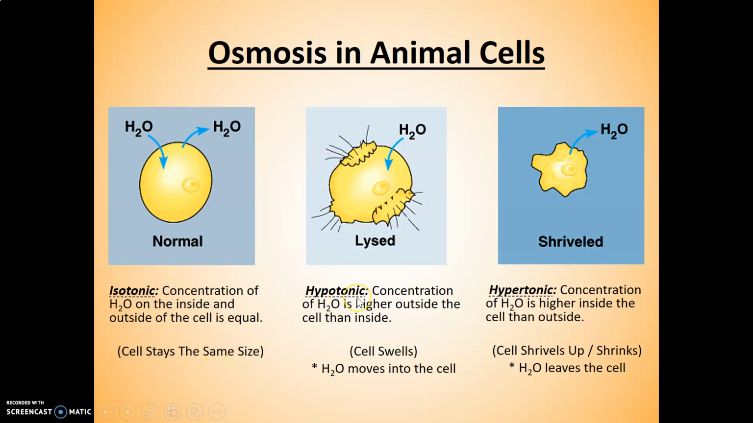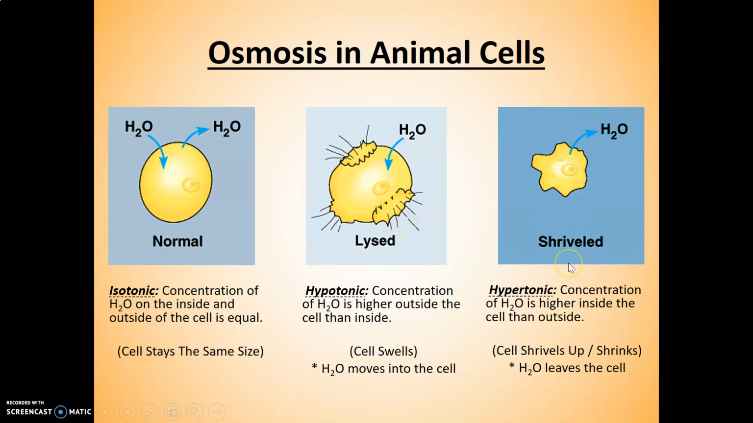In a hypotonic solution, or a hypotonic example, the concentration of water is higher outside the cell than inside. So here we would have a lot of water on the outside and not as much water on the inside. And what's going to happen is water is going to go from high concentration to low concentration, and the water is going to rush into the cell. What happens is that the cell will swell as the water moves into the cell. And if too much water moves in, then it could burst.